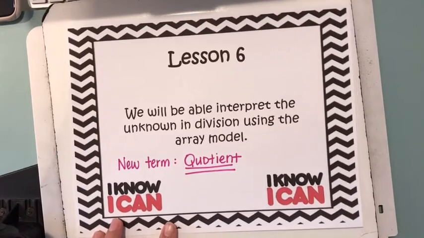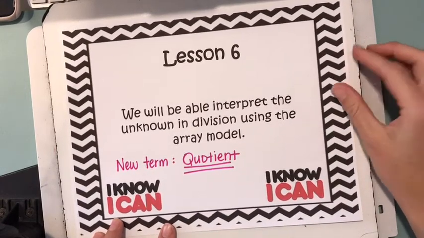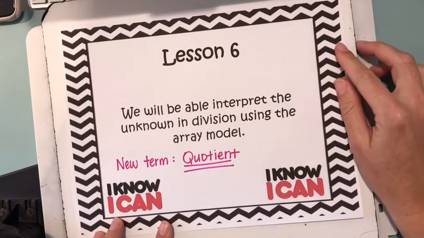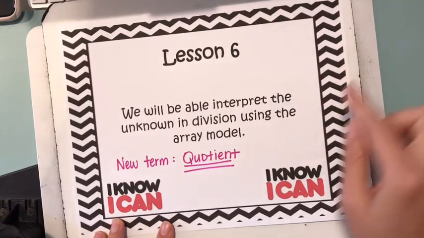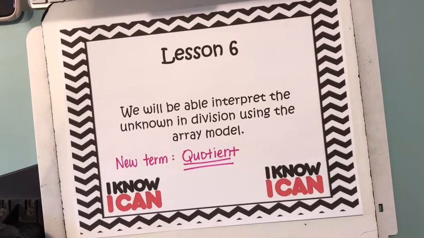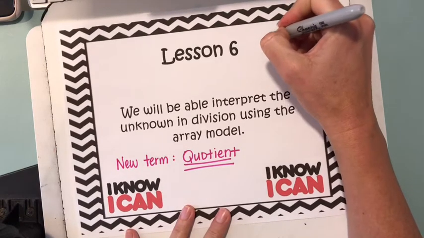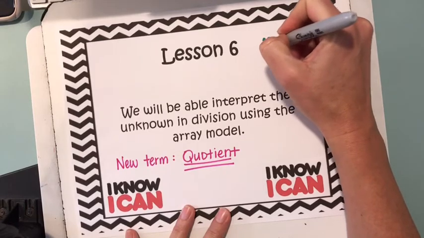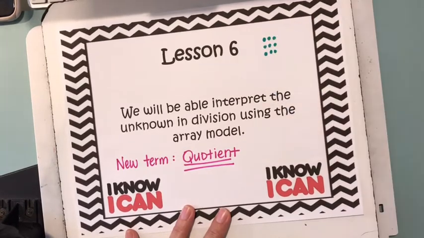All right, here we go. Lesson 6. We are still doing division. And this time we're going to be doing division in an array model. So remember, that array model we learned last week when we were doing multiplication. So an array is a drawing with rows that represents a problem, right?